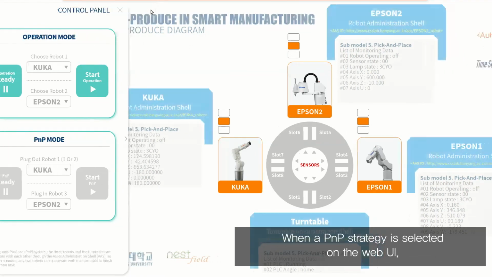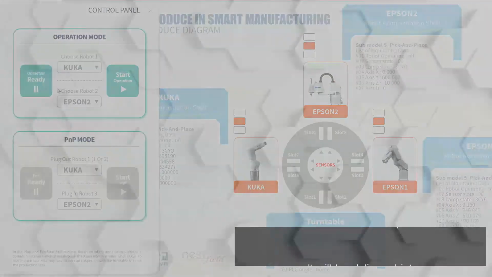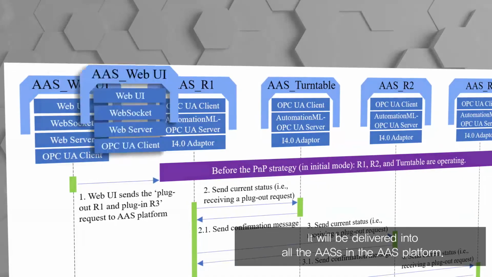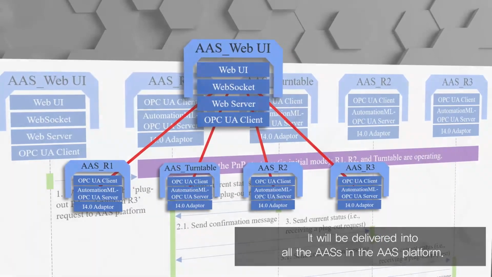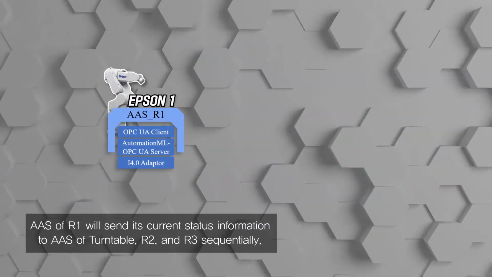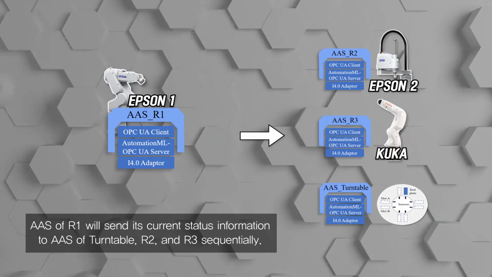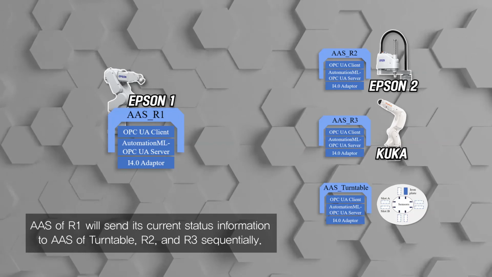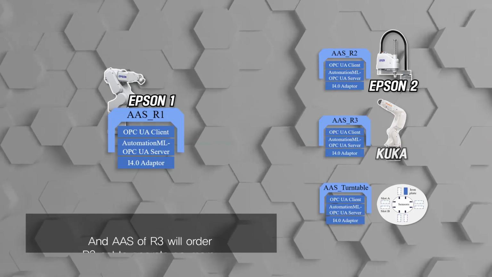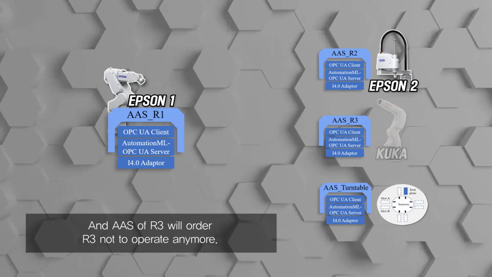When a PnP strategy is selected on the web UI, it will be delivered to all the AASs in the AAS platform. AAS of R1 will send its current status information to AAS of turntable, R2, and R3 sequentially. And AAS of R3 will order R3 not to operate anymore.